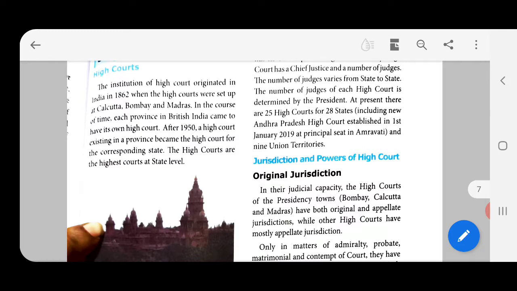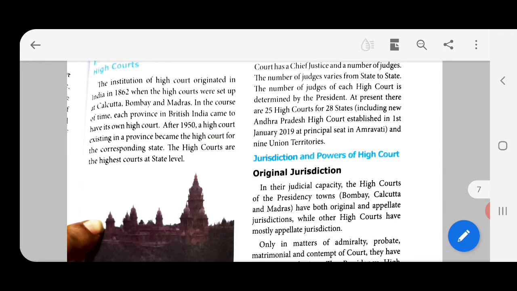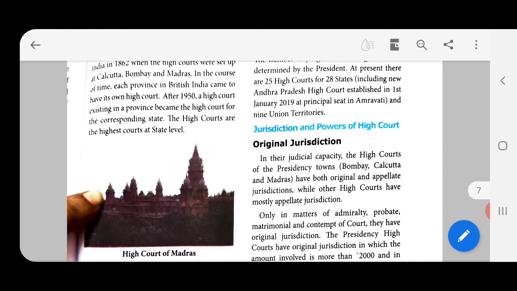In the course of time, each province in British India came to have its own High Court. So when the British were ruling India, what happened is each province, like each state or each district, they started having a High Court. After 1950, a High Court existing in a province became the High Court for the corresponding state. So before 1950, it was for provinces. But after 1950, there was a High Court for every state but not for provinces.